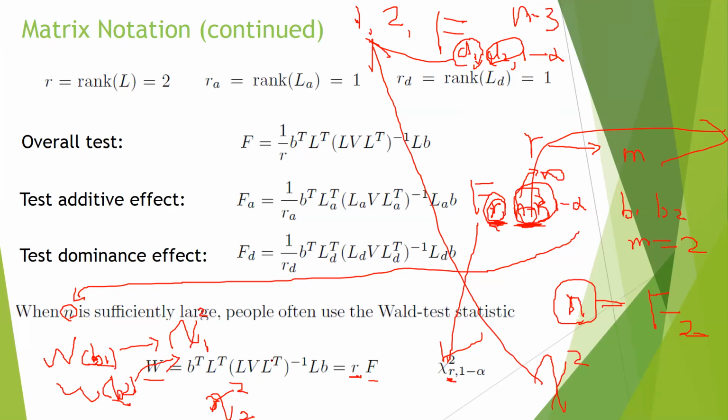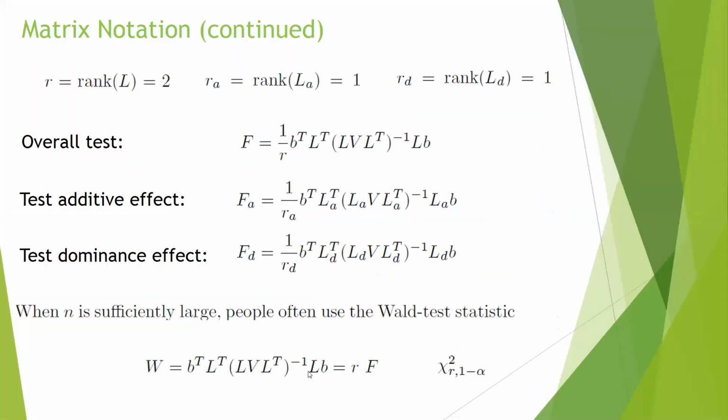Okay, good. But how is this connecting to chi-square? We have the Wald test, which is equivalent to the F test. And then, all of a sudden, you're bringing up chi-square.